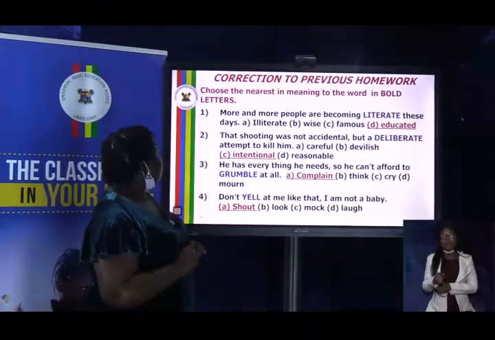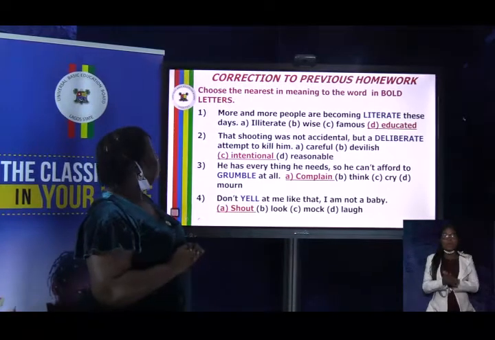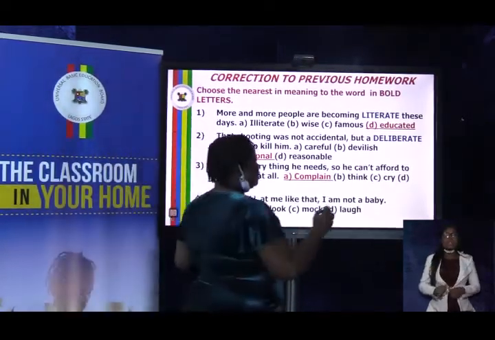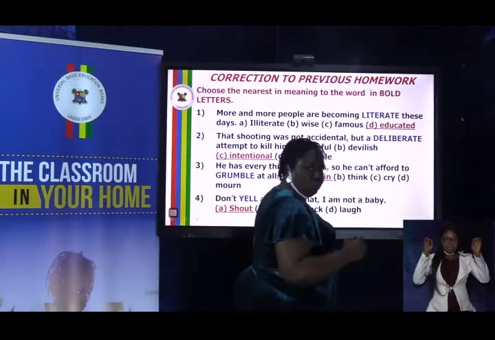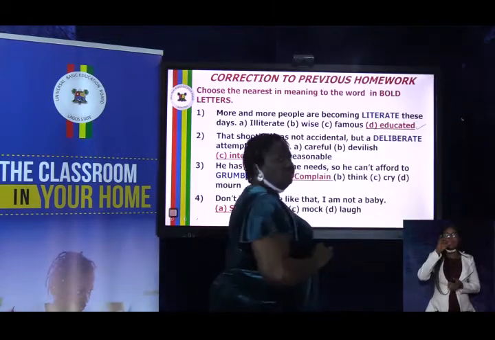Now, more and more people are becoming literate these days. What is the synonym for literate? The answer is educated. Was that what you wrote? Then you tick it. You give it a tick.